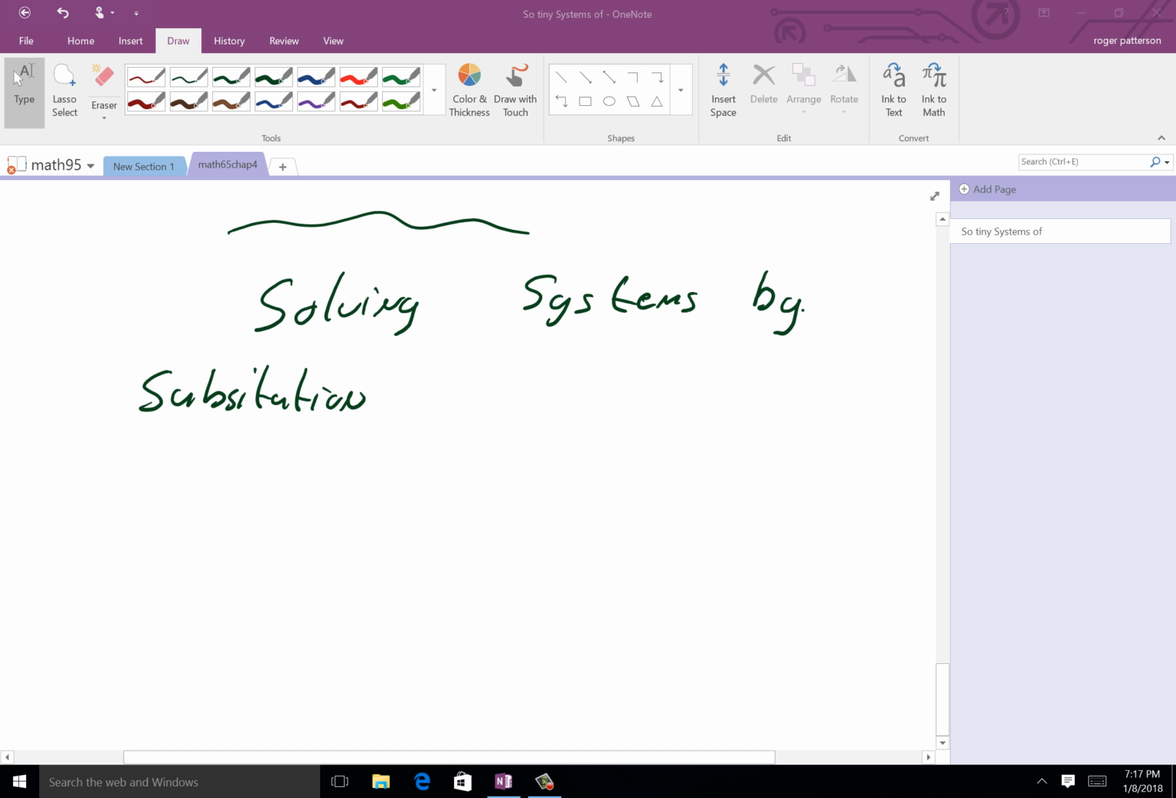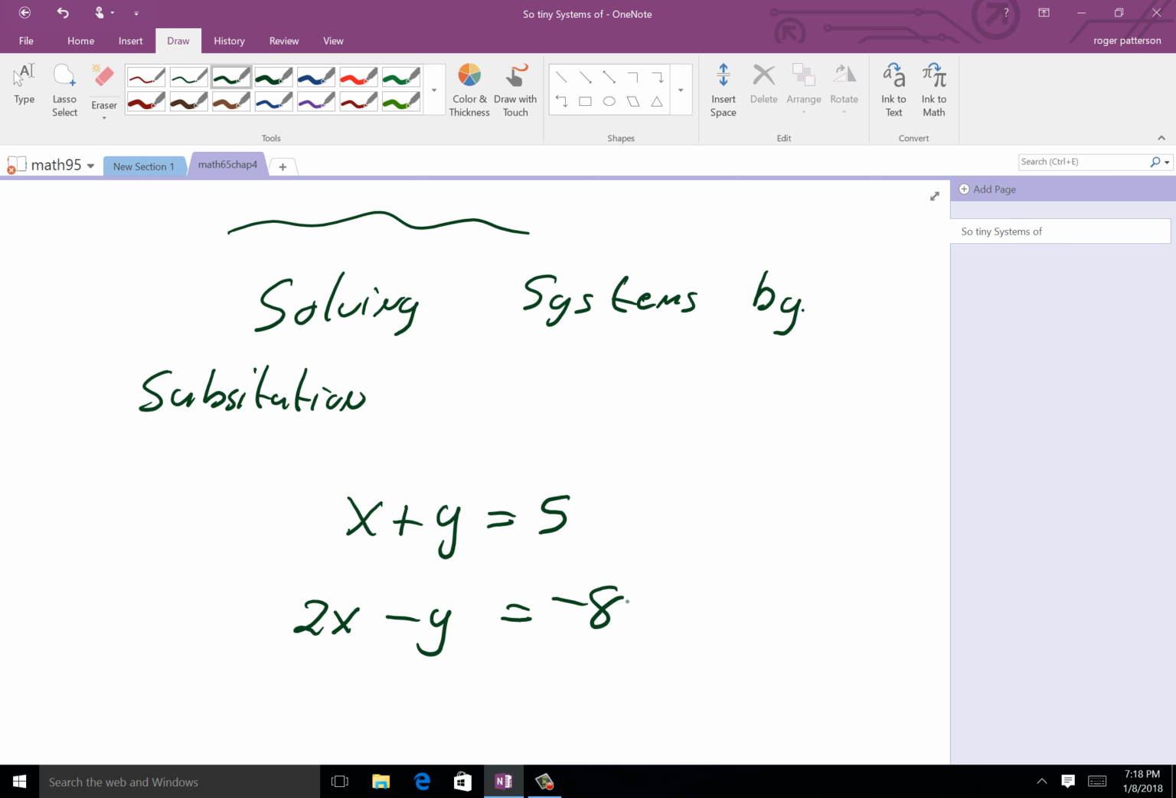So let's do this. Let's start off with something like this. Let's go x plus y equals 5 and 2x minus y equals negative 8. Okay, so we're going to use substitution. So basically the idea is we're going to take one equation and put it into the other equation.